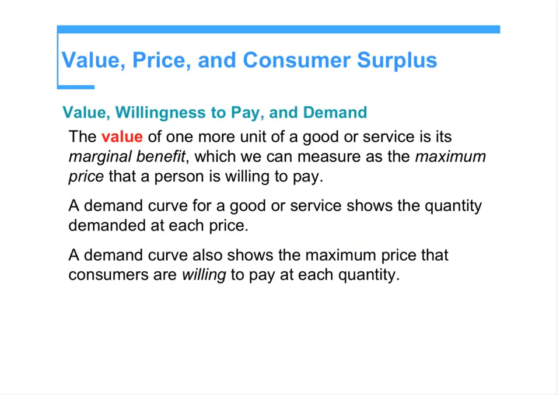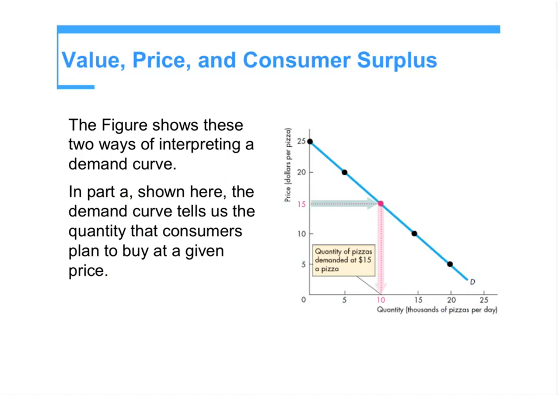A demand curve for a good or service shows the quantity demanded at each price. If you look at the demand curve, you get a good idea of how the quantity demanded at each certain price will differ. A demand curve also shows the maximum price that consumers are willing to pay at each quantity. So these are just refreshments.